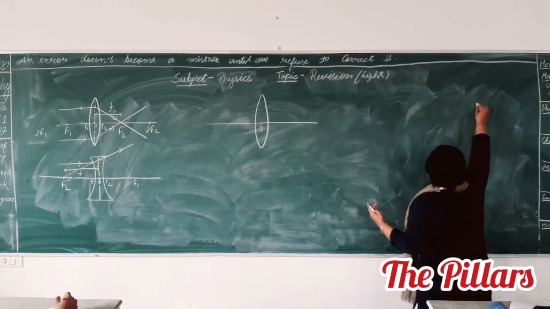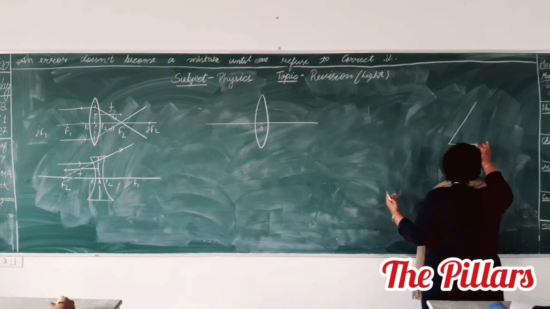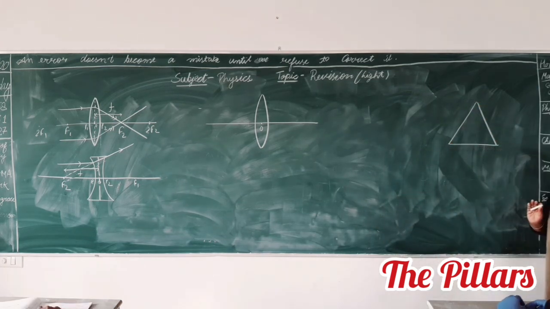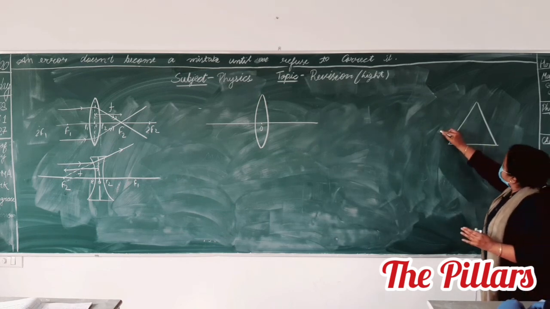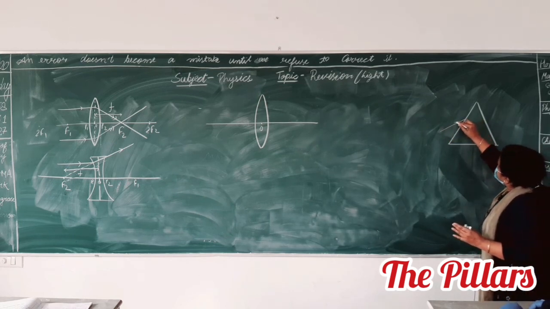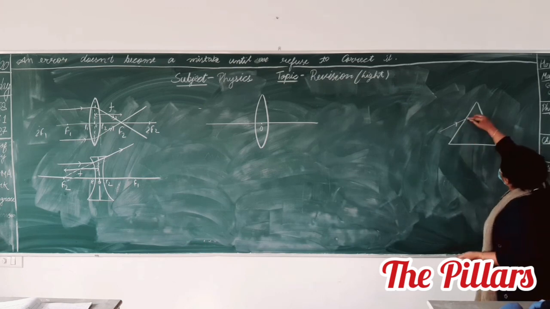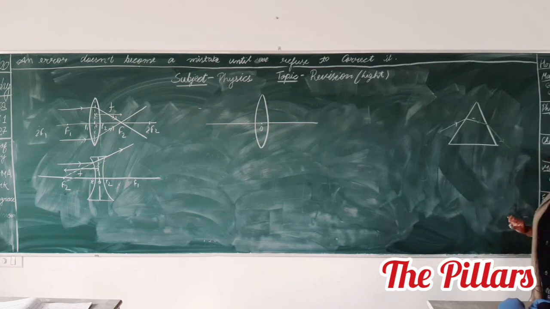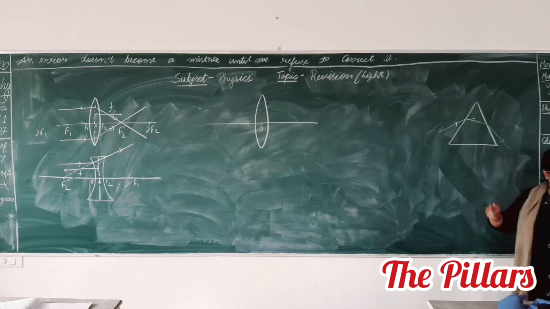We have already done the prism, no? Look here. White light is incident on a prism. What will happen? Refraction of light will take place, and bending towards its base. This is white light, and into how many components does it split?